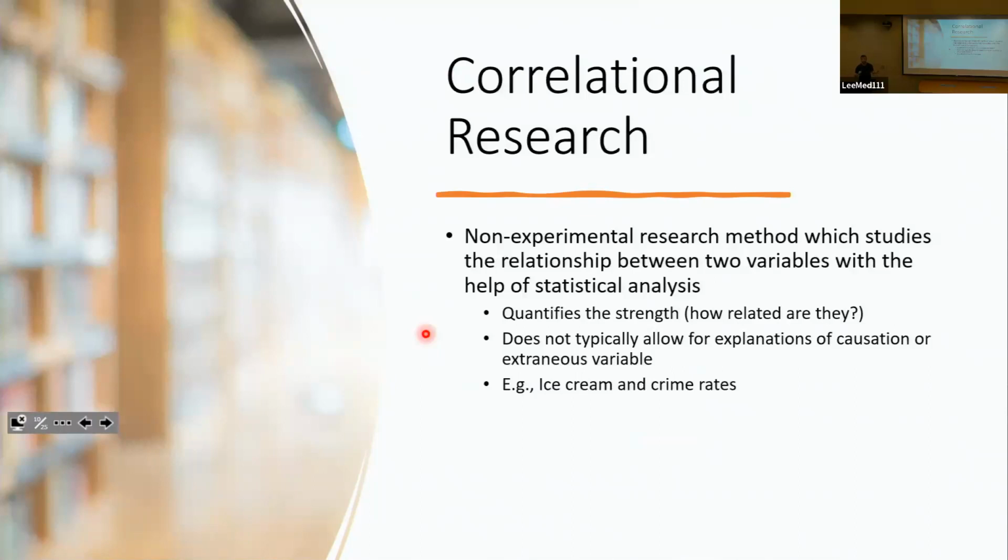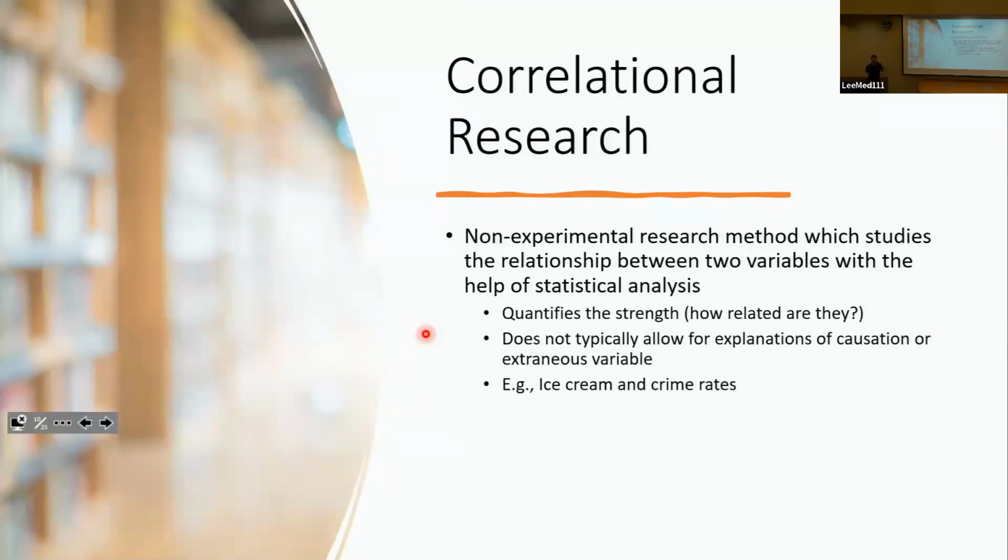You wouldn't be able to tell the difference between those using a correlational research approach. You just see that these two things are related. What actually is going on here is season. So ice cream doesn't cause crime, and crime doesn't cause you to want ice cream. The actual relationship is both ice cream sales and crime rates increase during the summer when it's warmer.